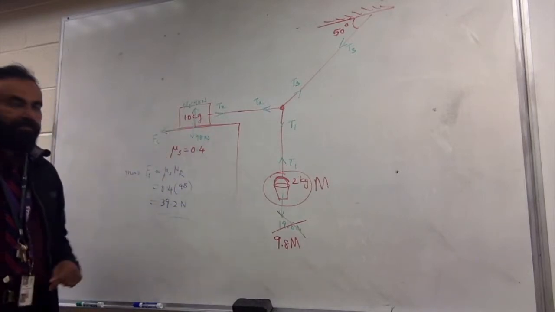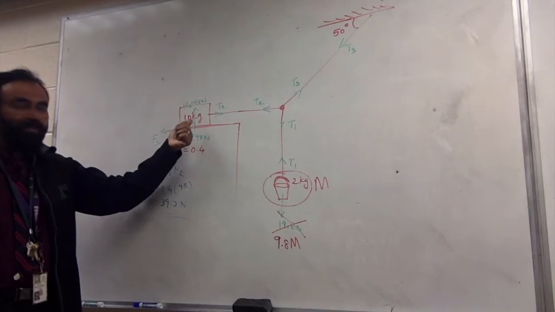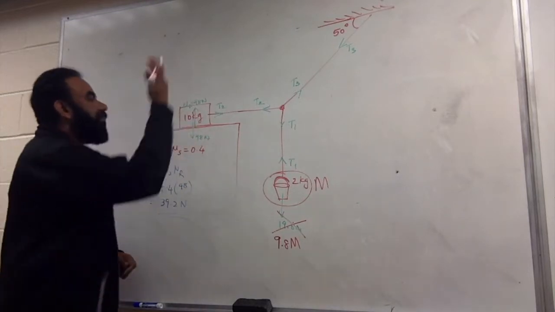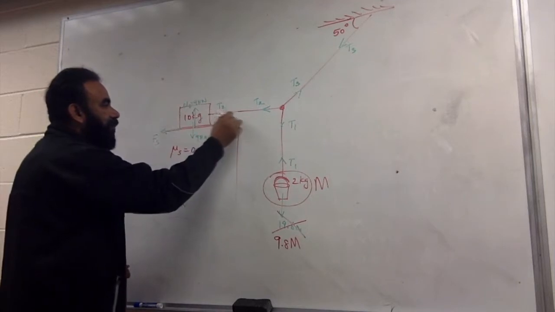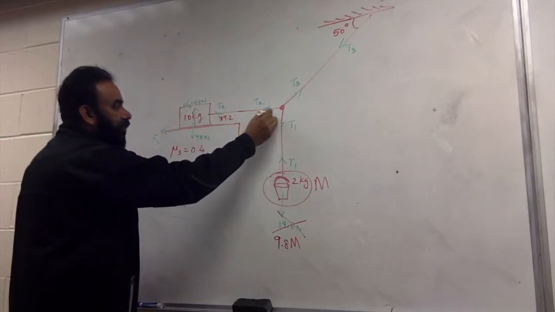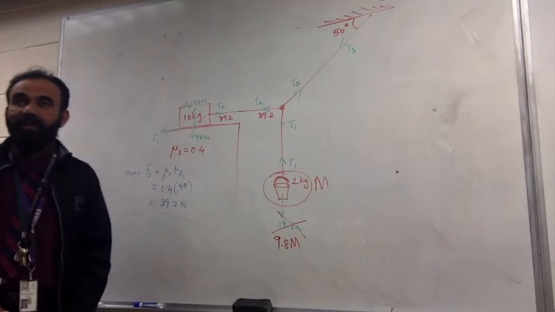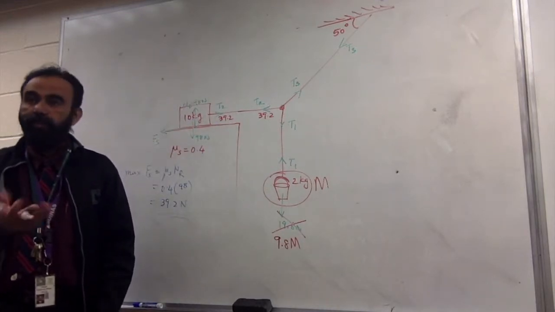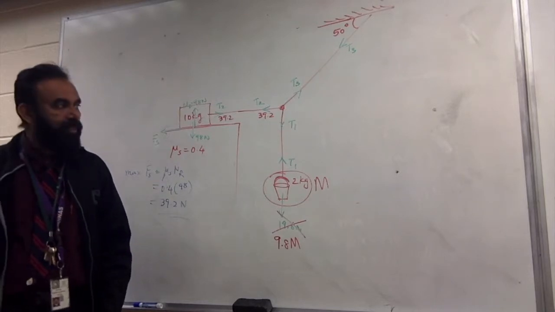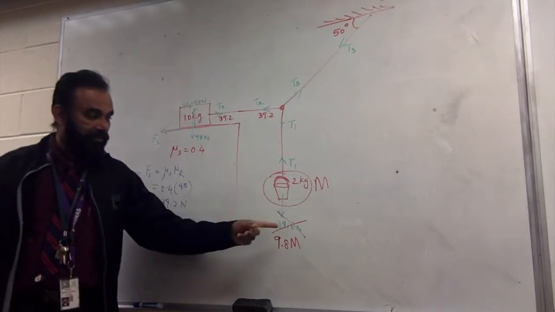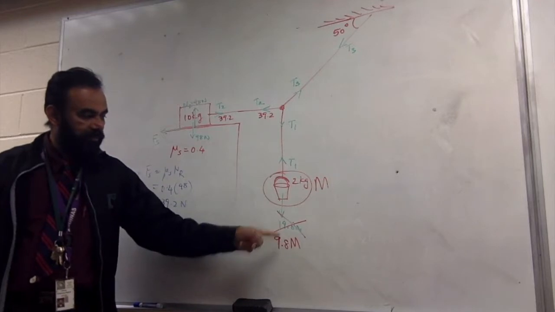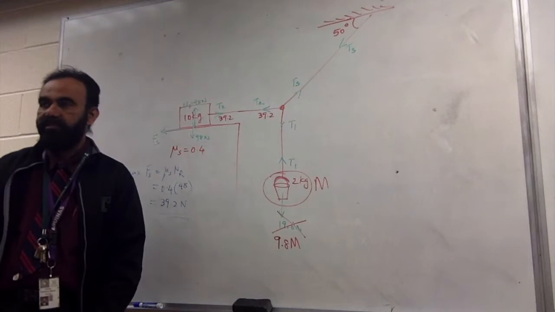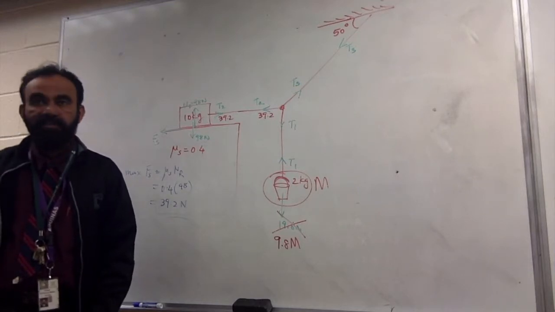Now come back here. We're looking for the moment it slips. So what is T2? 39.2. So our T2 is already known, since we need the max, so 39.2. I'm not going to solve for T2 anymore. What are we trying to solve for? We're trying to solve for mass. Acceleration is not a concern.